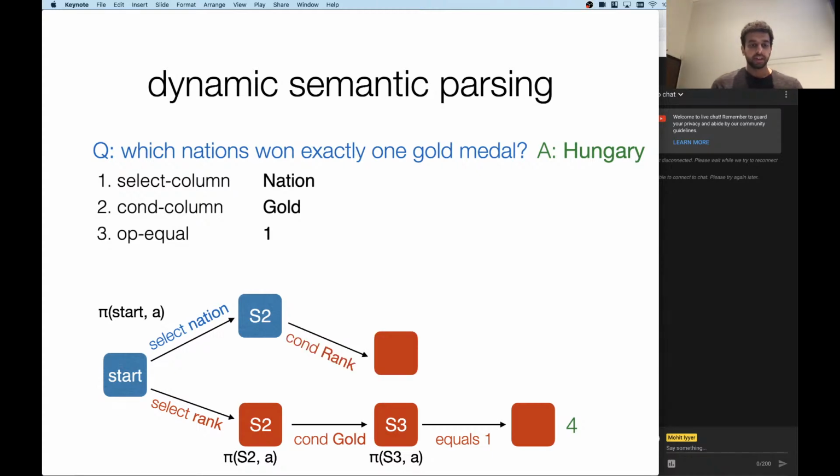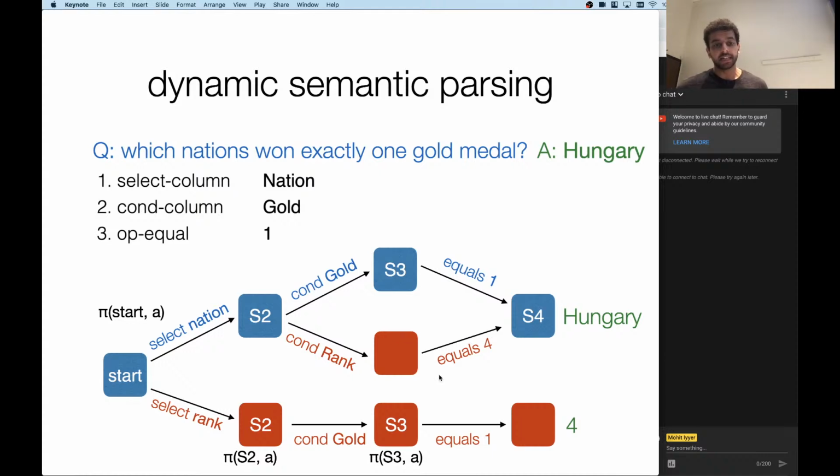All right, so let's take a look at the correct path. Here in state 2, we have produced select nation, so we're on a good path. But we could also go wrong in the second action here. So here, the correct action is conditioning on the gold column, but we could also condition on the rank column here. And we see that problems begin to arise when we have multiple paths that evaluate to the correct answer, Hungary, but we don't have any way of distinguishing between this path and this path.